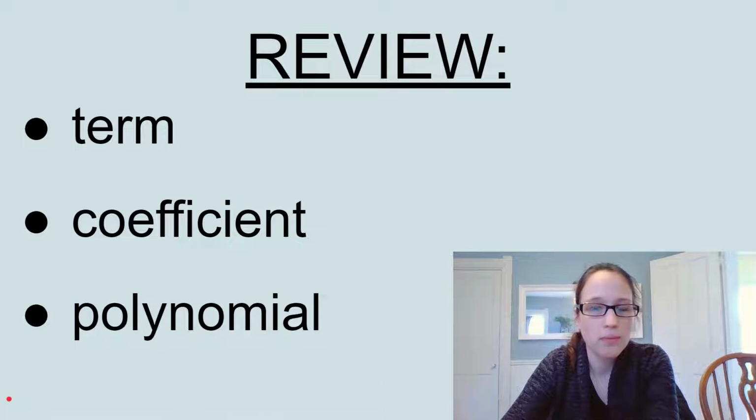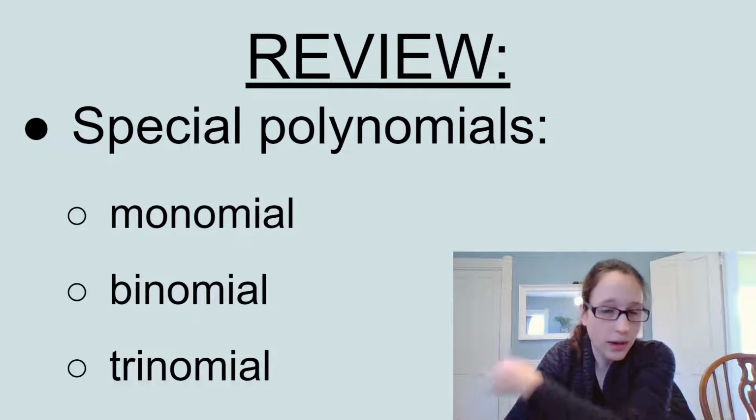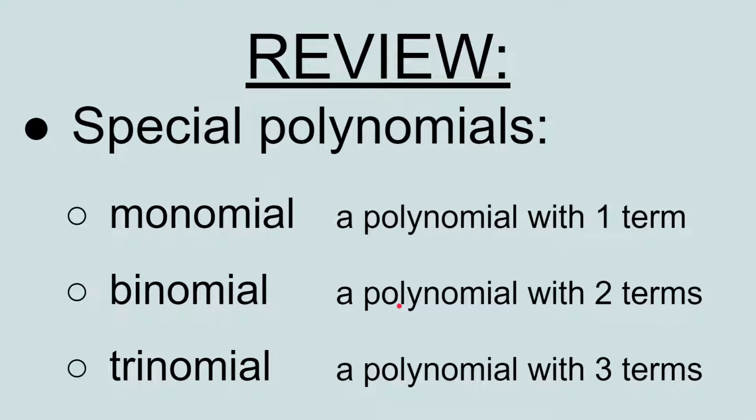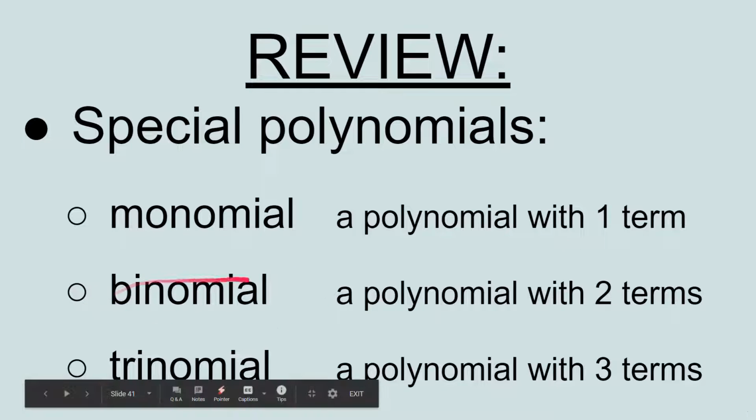All right, so the other thing that we talked about is you can have special polynomials based on how many terms they have. So if you have a polynomial with just one term, that's going to be a monomial. If you have a polynomial with 2 terms, that's going to be a binomial. And if you have a polynomial with 3 terms, that's a trinomial. Okay, we're used to that. Mono, bi, and tri. You know those prefixes already.